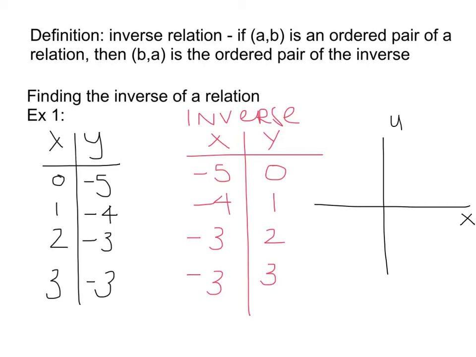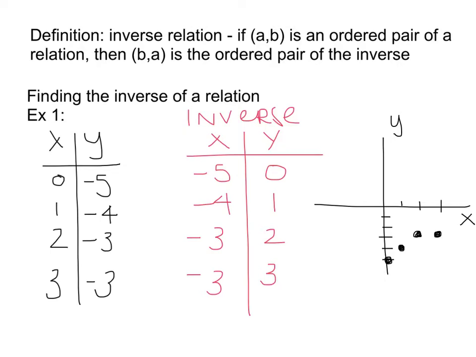I'm going to graph the relation in black, so (0, -5), (1, -4), (2, -3), and then (3, -3).